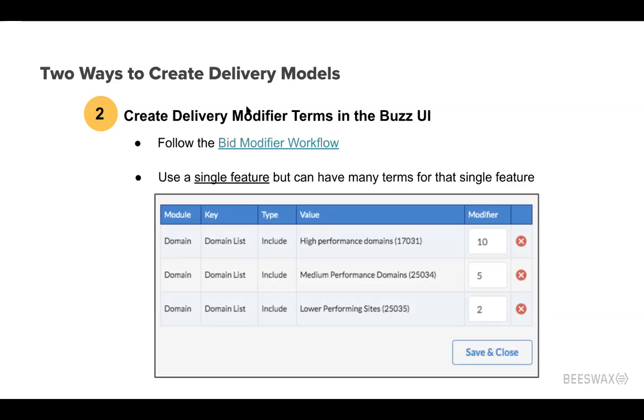So, as you think through how you're going to use a delivery model, one sort of decision point is, hey, do I need a single feature like domain or apps? And if so, then I could express it in the UI. If I have multiple features, then you should express it via a model that you upload via the model workflow.